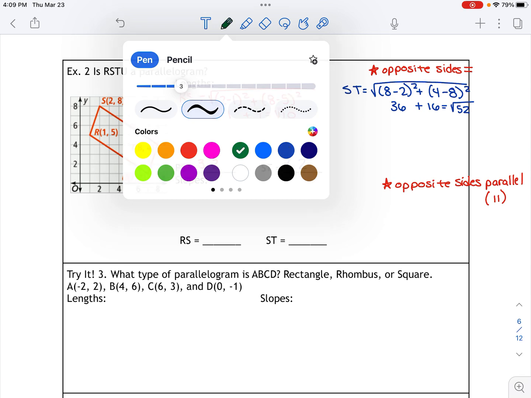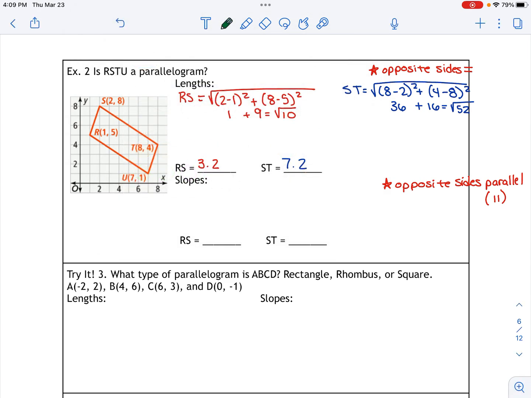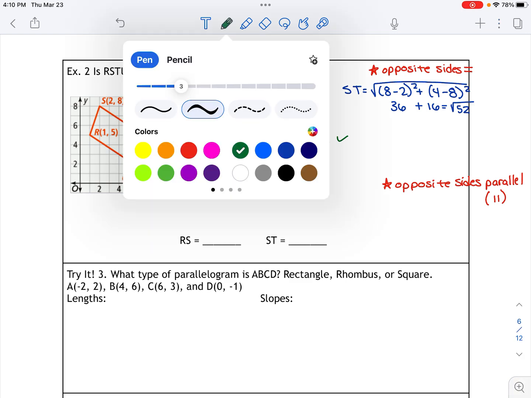So I didn't write it down, but if I continued to do the same thing, let's say, is RS going to be congruent to TU? Trying to figure out, is this a parallelogram? So TU would be 8 minus 7, or you can do 7 minus 8. Since I did 8 minus 7, I'm going to have to go 4 minus 1. We get 1 plus 9 equals square root of 10. So these two are for sure equal. So let's try the other side.